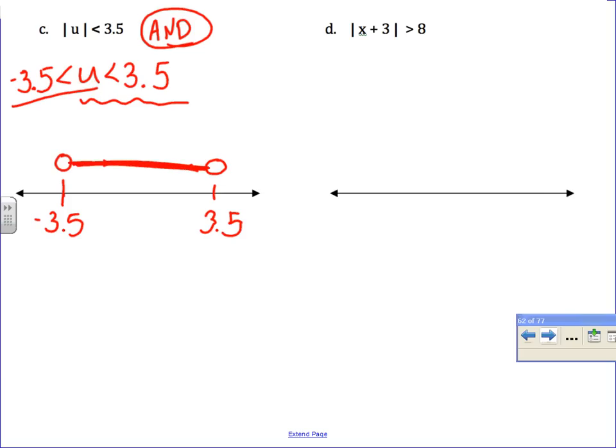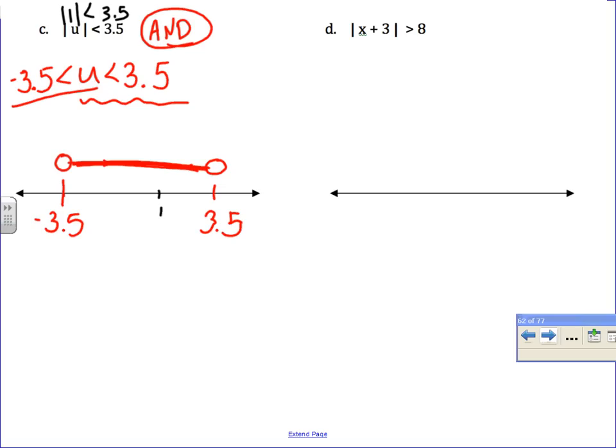If we connect them, that tells us any solution for this inequality is in the middle. The open circles tell us that it cannot be those numbers. So if you just test one, let's say that we tested the number 1. If we plugged 1 back in up here, is the absolute value of 1 less than 3.5? It is, because the absolute value of 1 is 1. 1 is less than 3.5. So I hope that one makes sense.